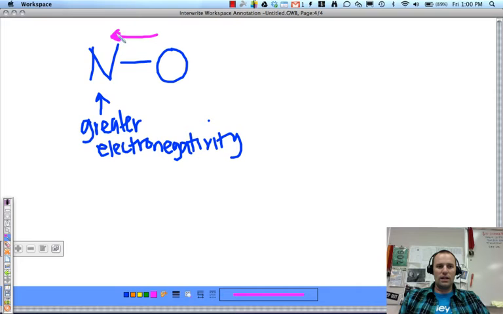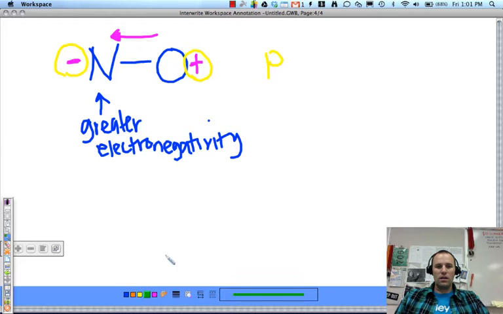So in actuality, the electrons are going to spend more of their time over here, and we know that electrons have a negative charge, whereas over here we're going to have a positive charge because the electrons aren't going to be spending their time over there as much. So now you can see we have two opposite ends. We have a negative end and a positive end, so therefore this is polar.